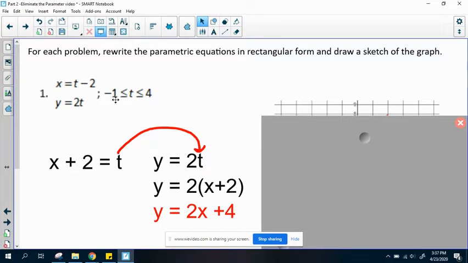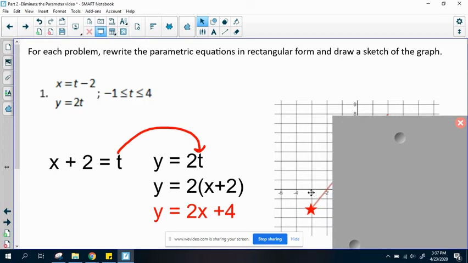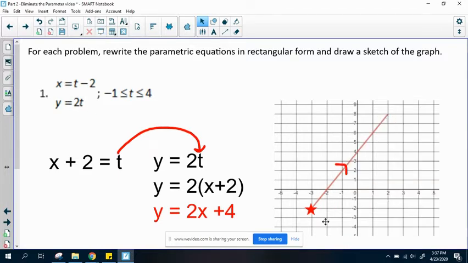So how would I know where it started? Well, I would plug in -1. So my y value would be -2, and my x value would be -3. And you could see here, x is -3, y is -2. So that's where it starts. And then where does it end? You would plug in 4, so the y value would be 8, and the x would be 2. So this is just the part of the graph. And remember when you're graphing in parametric mode that you do want to have the arrow to indicate the direction. So that's it.